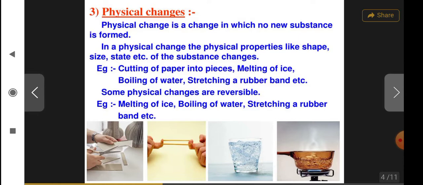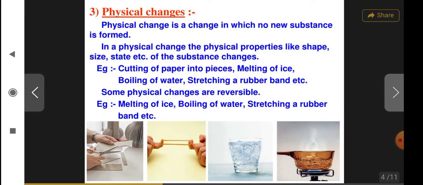If any of these is changing, like when we are cutting paper, the shape is changing. When we are stretching a rubber band, the shape and size are changing. When we are boiling water or melting ice, the state is changing. When we are melting ice, it is changing from solid to liquid state, and when we are boiling water, it is changing from liquid state to vapor state. So there is a change in the physical properties, because we can notice the change directly. So these are physical changes.